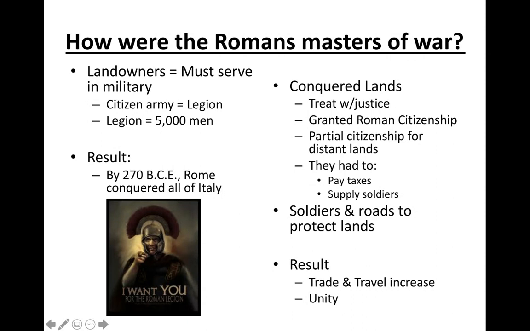Soldiers and roads obviously became important because they were able to march those soldiers all throughout their territory of Italy, through these roads that they put up or created to protect all these distant lands. As a result, trade and travel start to increase throughout the peaceful area that the Romans are controlling, and we see unity across all of their territory.